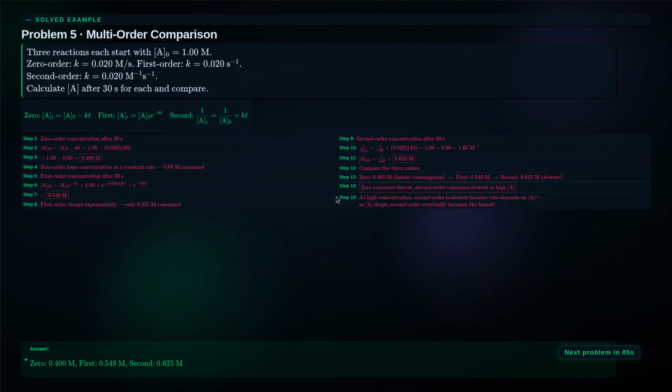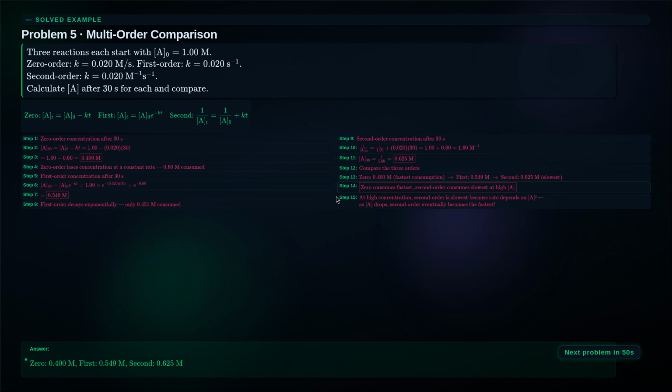For zero order, [A] at 30 seconds equals 1 minus 0.020 times 30, which equals 1 minus 0.60, giving 0.400 molar. Zero order loses concentration at a constant rate. For first order, [A] at 30 seconds equals 1 times e to the negative 0.020 times 30, which is e to the negative 0.60, giving 0.549 molar. The exponential decay consumed only 0.451 molar.